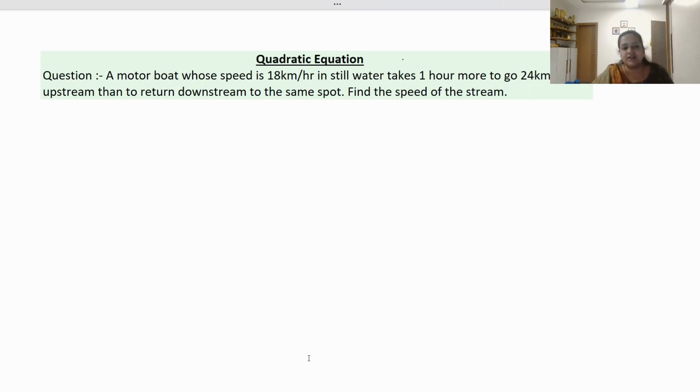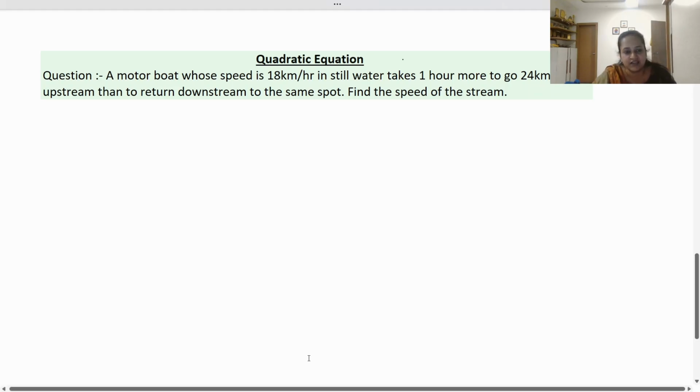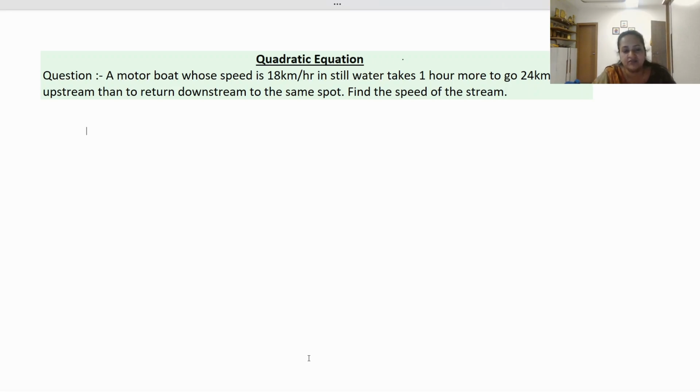If you remember, we have done a similar type of question in the chapter of linear equation. What is the difference over here and in the questions in linear equation? The first difference is in the questions that we did in linear equation, we had to find two variables, speed of the stream as well as speed of the boat. Here you are already given that the speed of the boat is 18 kilometers per hour in still water. Means there is no interference with water, no resistance, no push. That is why whatever is the speed of the motor boat.